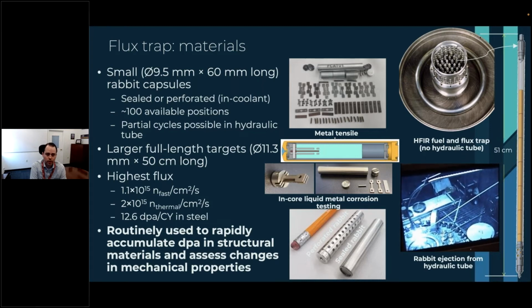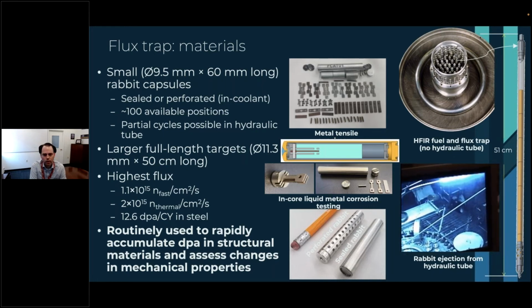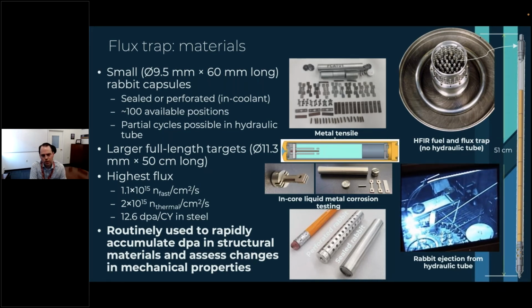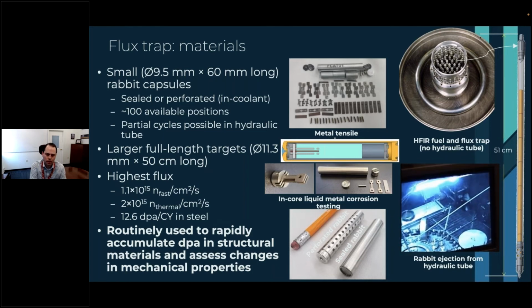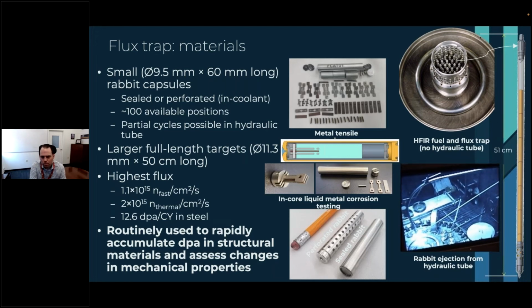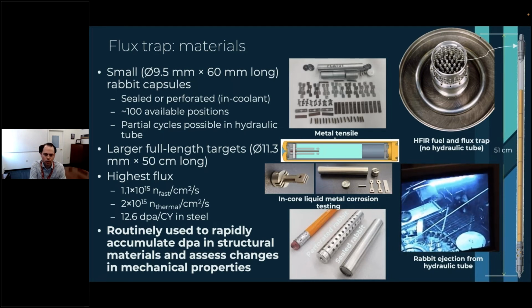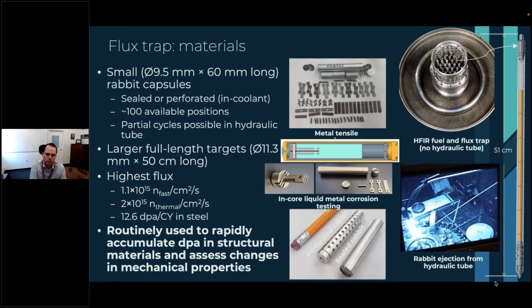If you want to do a partial cycle, we've got a hydraulic tube. You can see the video on the bottom right of us ejecting rabbits from the core. If you want to go a little longer, but you don't need a larger diameter, we can do longer length, 50 centimeter, roughly 20 inch long experiments that span the full length of the fuel. And then there are other examples, as you can see. Metal tensile specimens is something we do very often. We can pack tens of these inside of a single rabbit capsule and put dose on them very quickly. We can also expose materials to things like liquid metals, like you see there as an example.